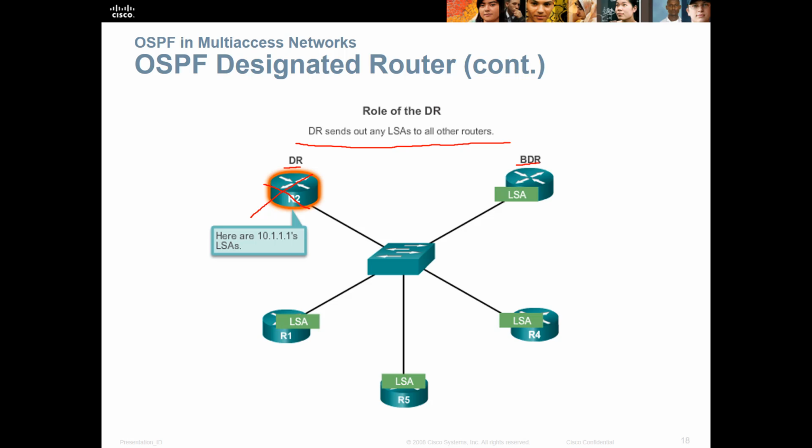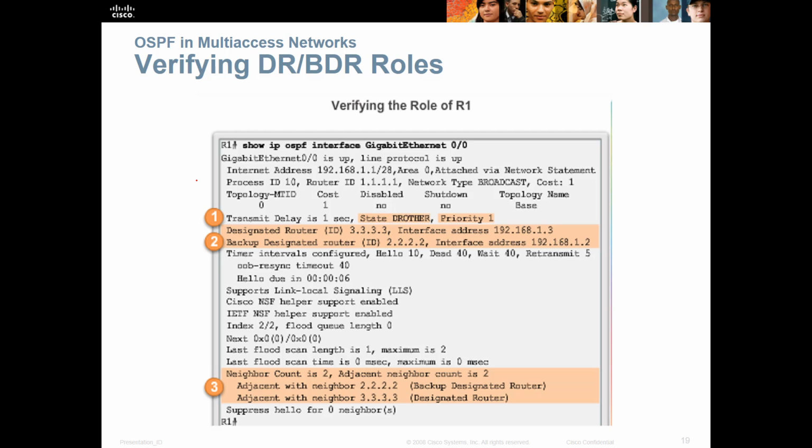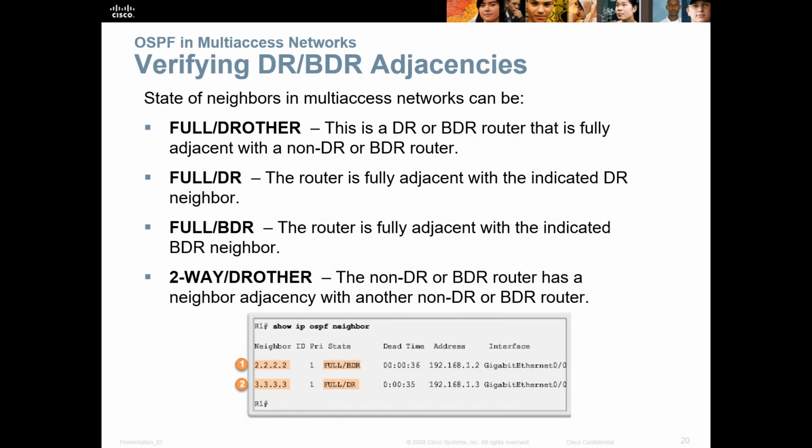So how do we verify these? We could do a show IP OSPF interface or interface brief, and it will show that here: what state we're in, the designated routers and backup designated routers, and the adjacencies. Verifying the adjacencies again, you can do a show IP OSPF neighbor.